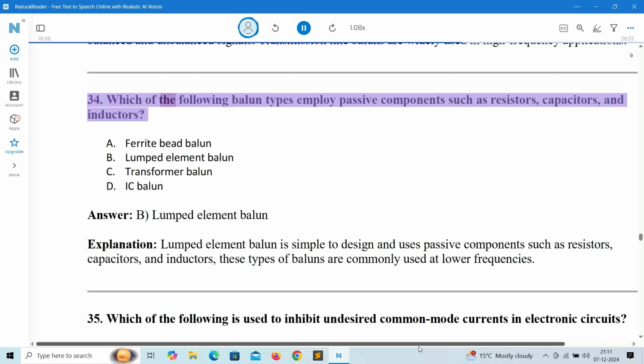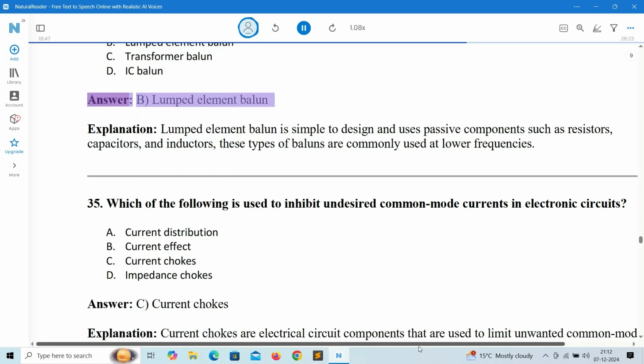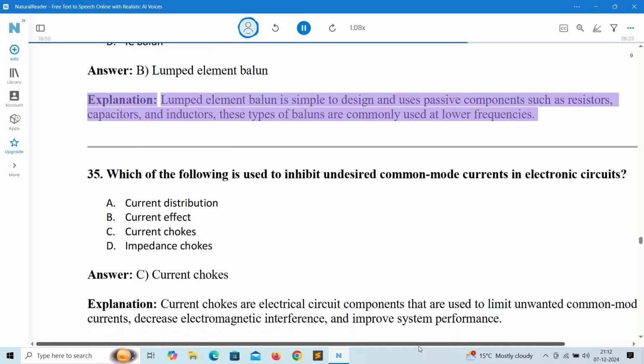34. Which of the following balun types employ passive components such as resistors, capacitors, and inductors? A. Ferrite bead balun B. Lumped element balun C. Transformer balun D. IC balun. Answer: B. Lumped element balun. Explanation: lumped element balun is simple to design and uses passive components such as resistors, capacitors, and inductors. These types of baluns are commonly used at lower frequencies.